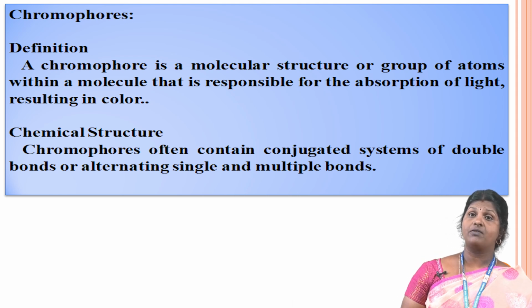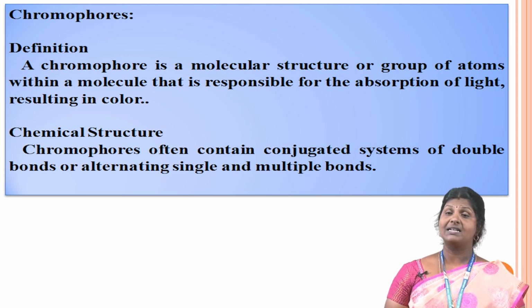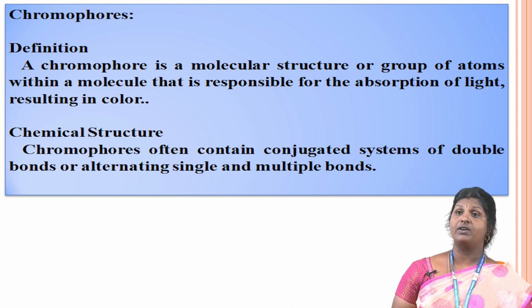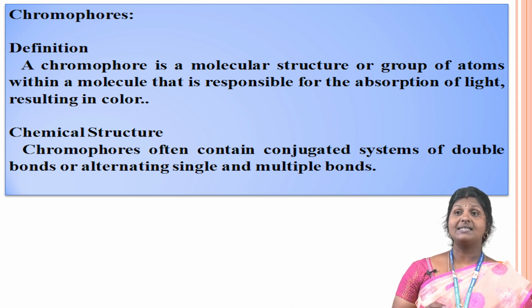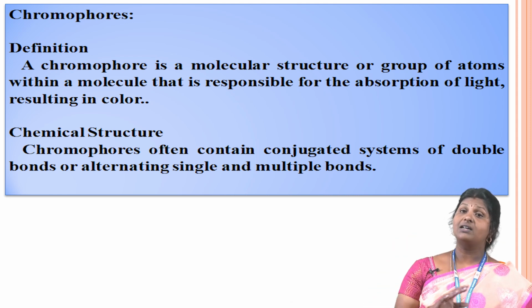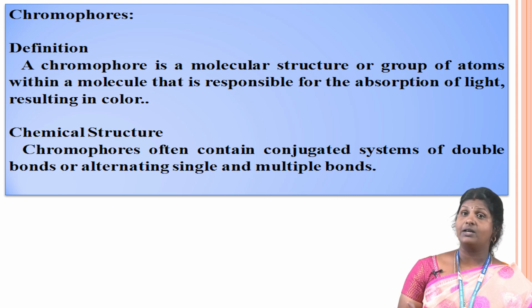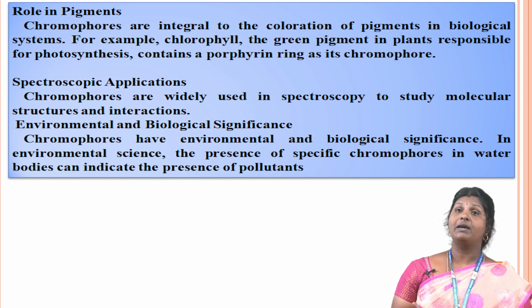The chemical structure of a chromophore often contains a conjugated system of double bonds or alternating single and multiple bonds. This extended system allows for the absorption of light energy, promoting electrons to a higher energy level and causing the molecule to appear as a colored compound.